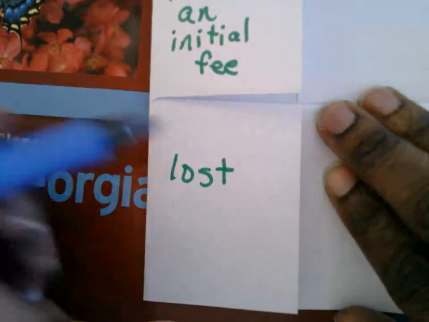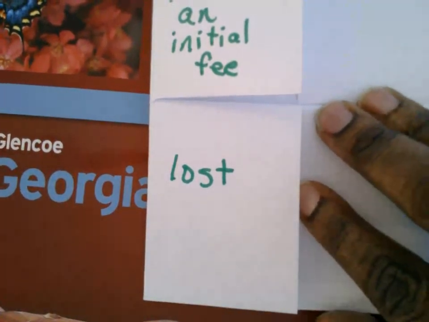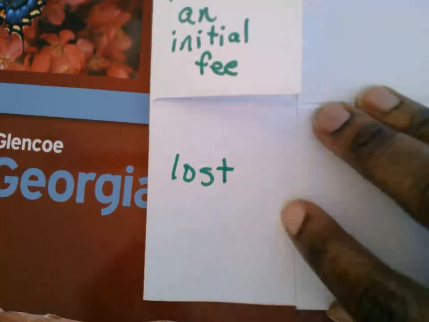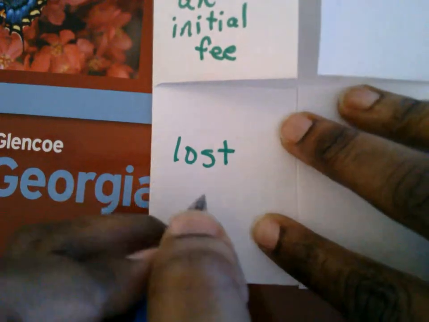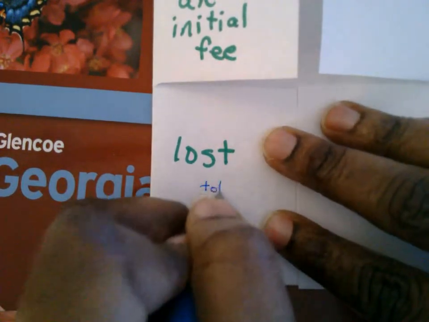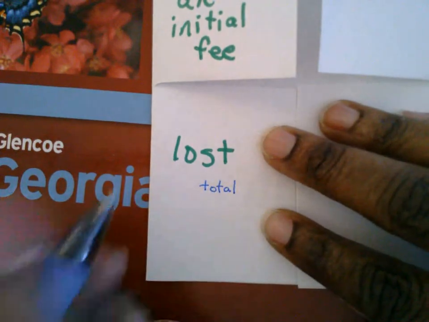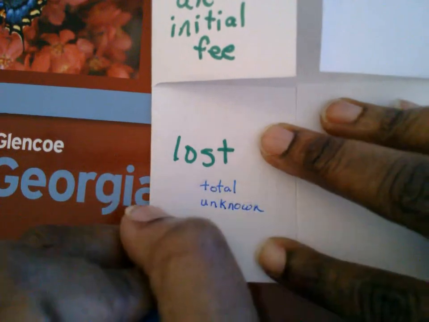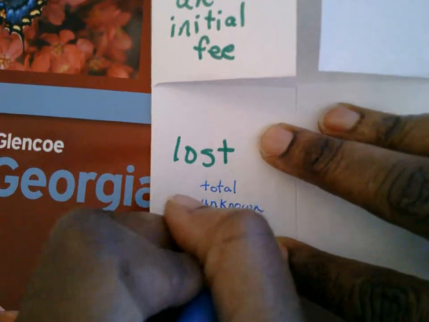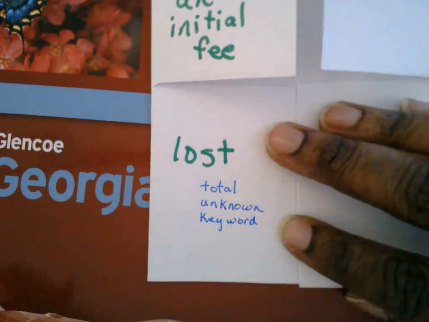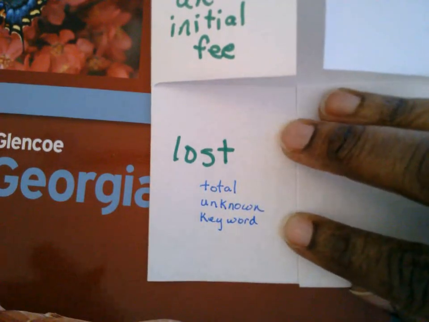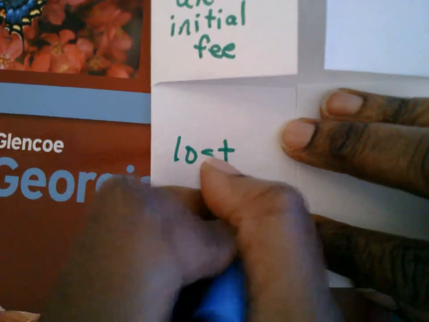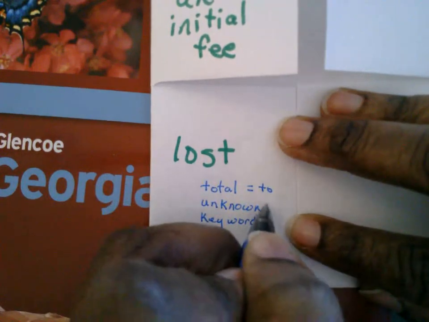All right, the next one, we're going to go to the bottom one, and the word that we're using is lost. Keep in mind, I'm going to write this down for those who don't know the parts that we need. A total, an unknown, and the keyword. The total is what it is equal to. The unknown is the variable.